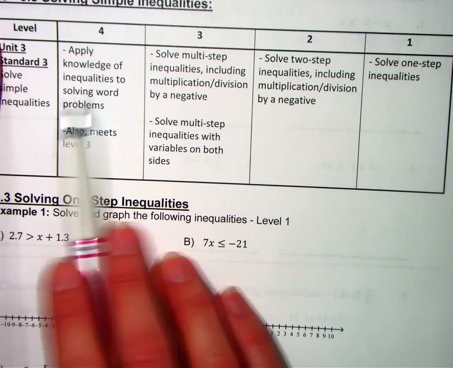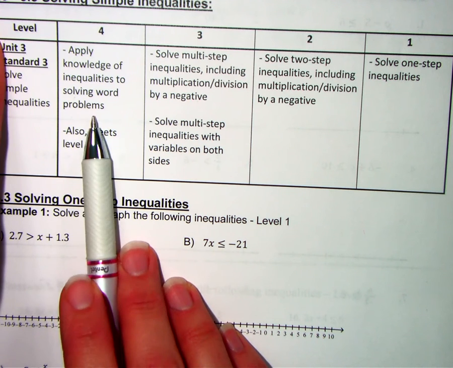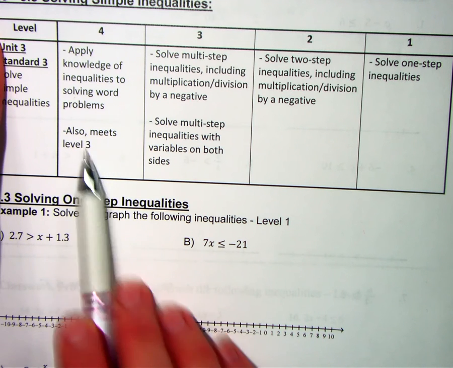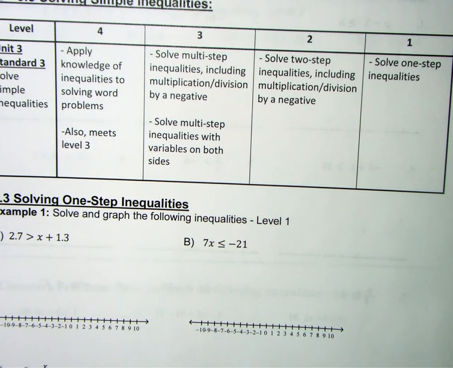And then our level 4 is going to be word problems or story problems. Now, just because you can write the word problem does not mean that you can get a level 4, because you also need to be able to do a level 3. Okay, so let's get right into it.